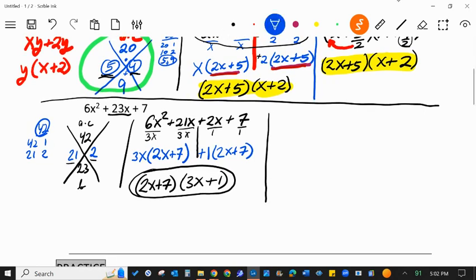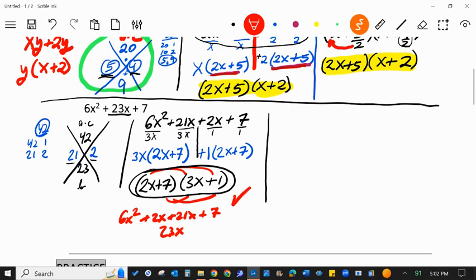By the way, if I were to just check this, we'll do it in the red. 2x times 3x is 6x squared. 2x times 1 is plus 2x. 7 times 3x is plus 21x. 7 times 1 is 7. And that looks very much like 23x. And so that confirms the check that that's correct.